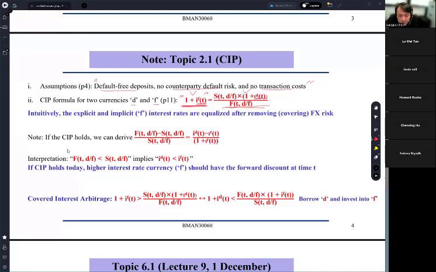Now, given this CIP relationship, we can derive this relationship. So the meaning is that a high interest rate currency should have a forward discount. So you need to know 2 forms of CIP.